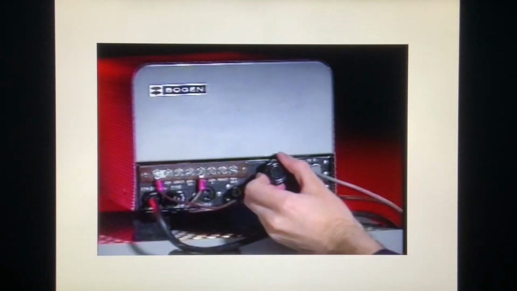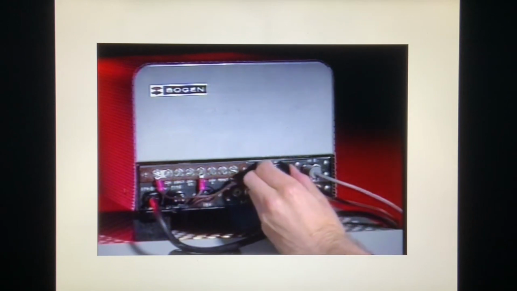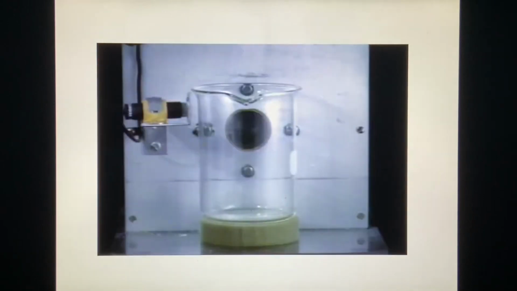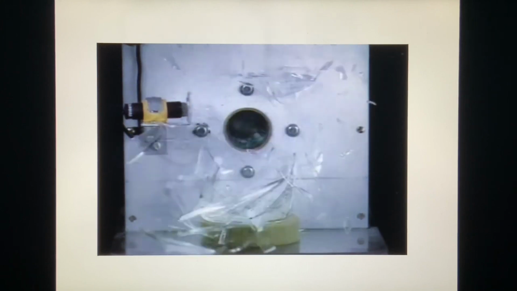Returning to a front view of the beaker, we now increase the amplitude of the sound wave until the oscillation of the beaker exceeds its elastic limit.